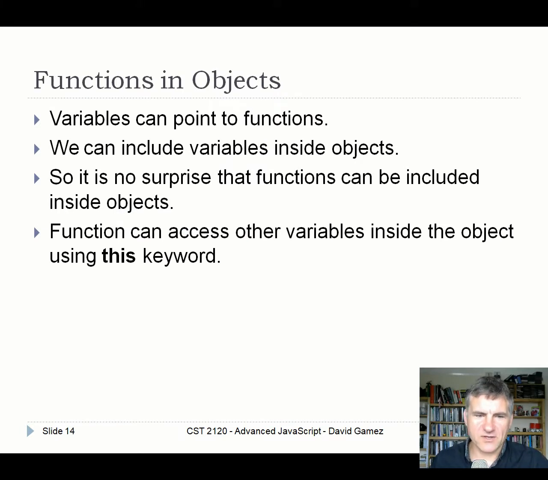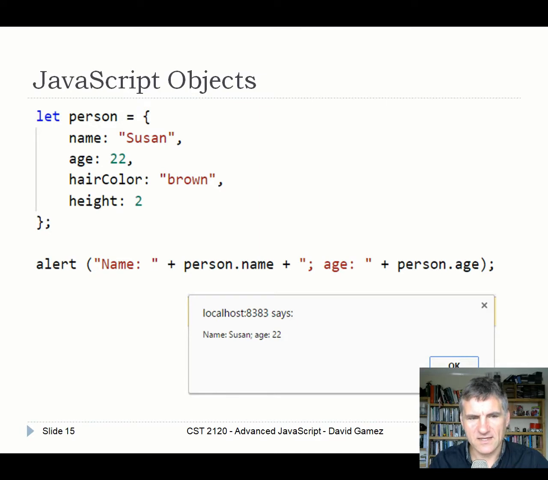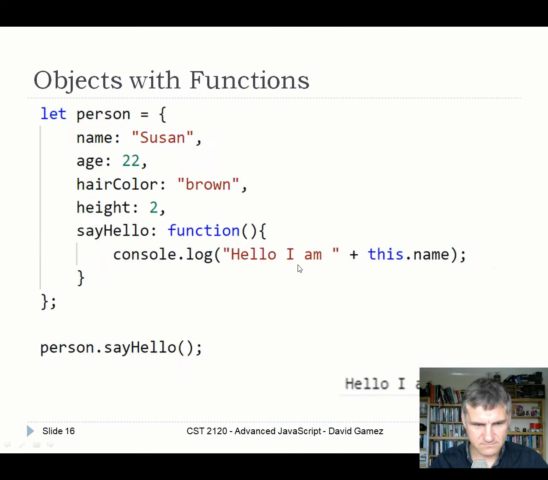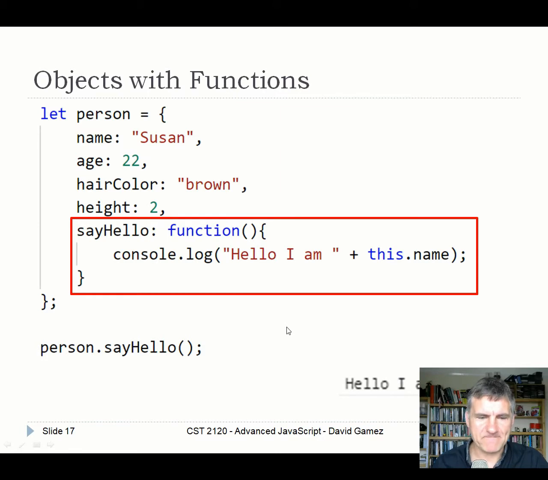We can include variables inside objects. So no surprise that functions can be included inside objects as well. And then the function can access other variables inside the object using the this keyword, which I think I've covered in a previous lecture, in the object stuff. So this is your bog standard JavaScript object containing some data. And here we've got an object that has a function inside it, yeah?